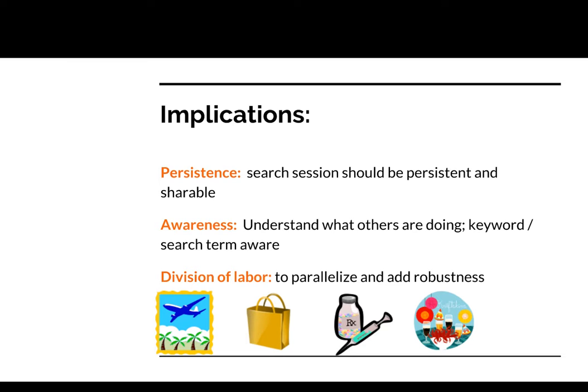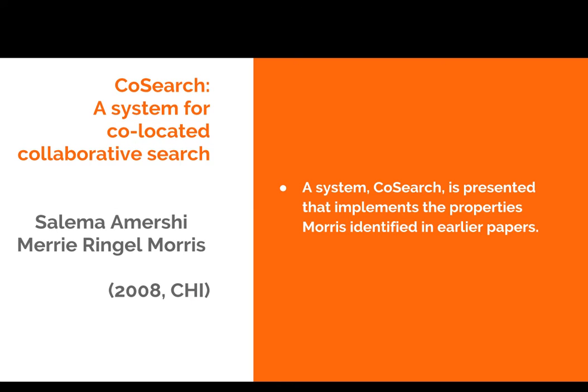remember, this is now 2007, 2008. Mary says, oh, what can I do? I can build a system that makes all that explicit. Over at Google, I'm saying, what can I do? I can build a system that makes all that explicit. But we're talking about Mary's paper. So this is one of the systems they built.